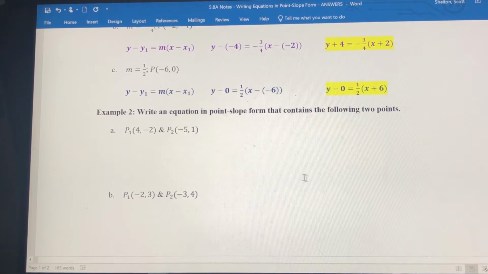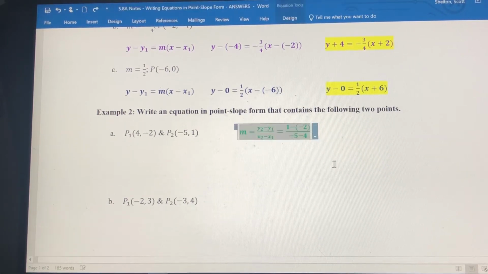So in example 2, I want to write the equation, or an equation, because there's multiple equations here, in point slope form that contains the following 2 points, okay? So again, it's called point slope form, and I don't have a slope, so I have to find that first. So let's do that, okay?